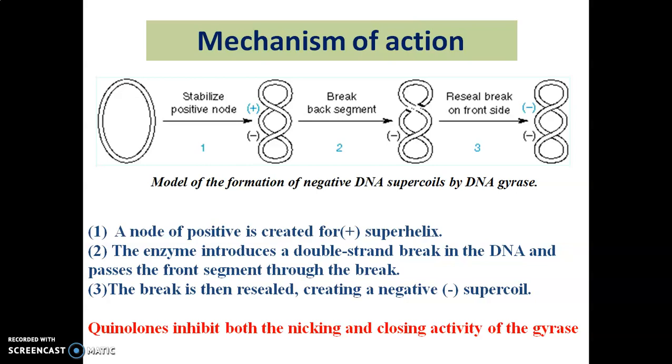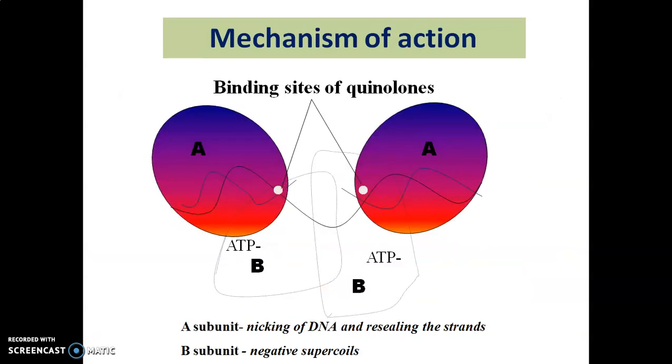DNA gyrase consists of 2 A subunits and 2 B subunits. A subunit is responsible for nicking of DNA, and B subunit introduces negative supercoils, and again A subunit reseals the strands. So fluoroquinolones bind to A subunit with high affinity and interfere with its strand cutting and resealing functions.